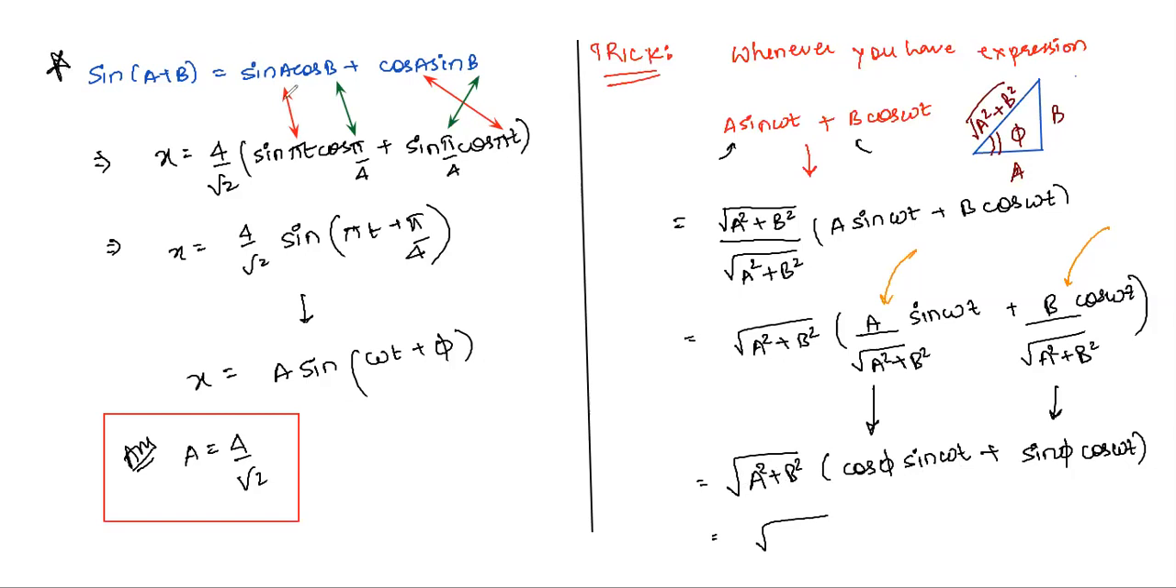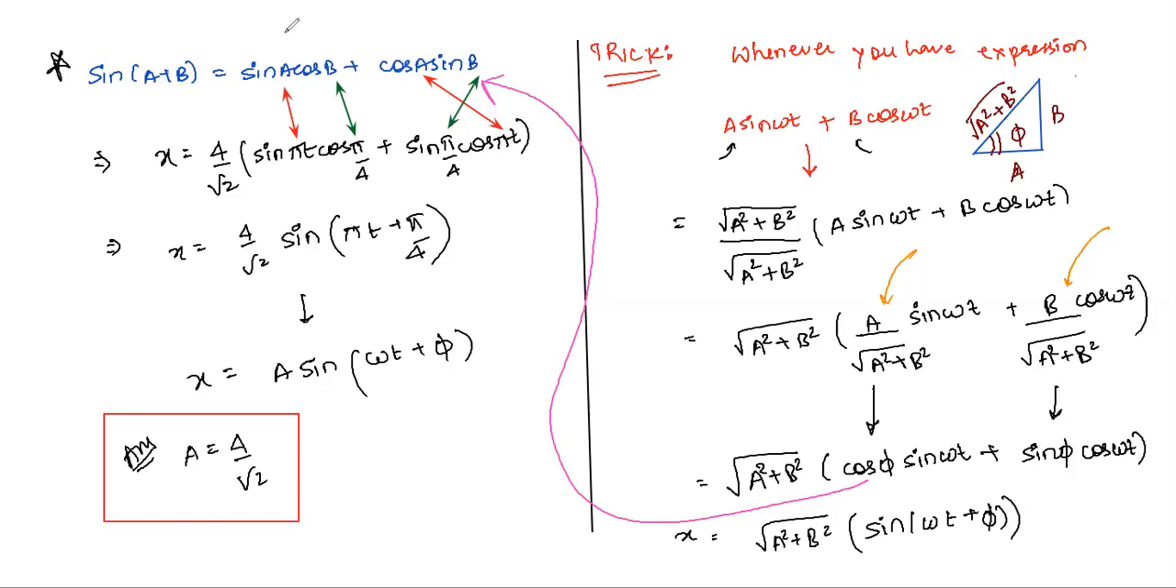Yes, absolutely correct. So class, now we are able to see that we have got this equation which is very close to the format we just read, right? Sine A cos B plus cos A sine B, which is nothing but sine of A plus B. So see what we have done. We have written it down as under root of A square plus B square times sine of omega t plus phi, which is equal to the displacement. Are we clear, Atul, on this aspect?